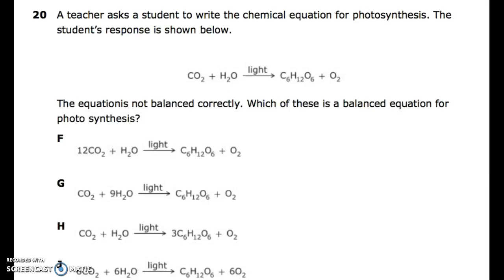Number 20. A teacher asks a student to write down the chemical equation for photosynthesis. The student's response is shown below. CO2 plus H2O with light yields C6H12O6 plus O2. The equation is not balanced correctly. Which of these is a balanced equation for photosynthesis? F, G, H, and J are all chemical equations. Again, each answer choice has been broken down into a list of the elements to help you figure this out.